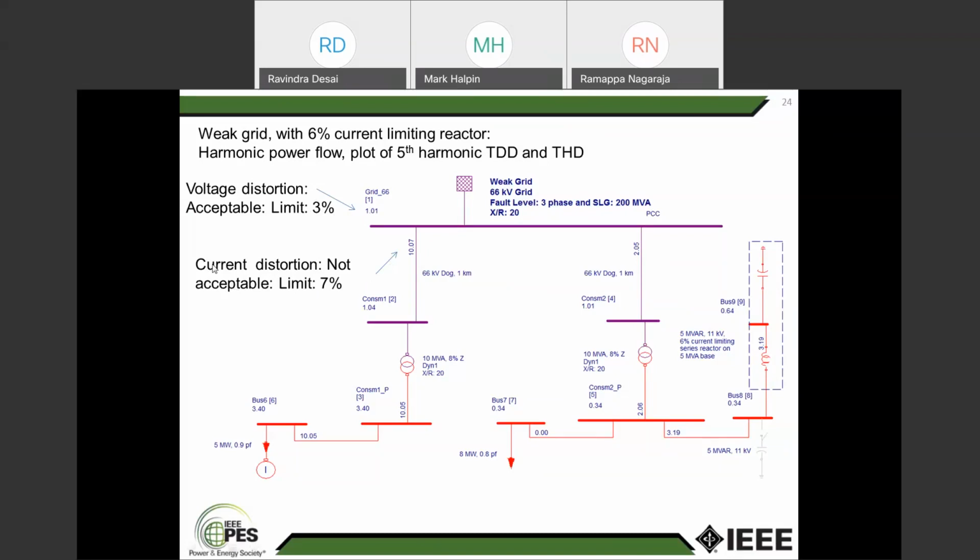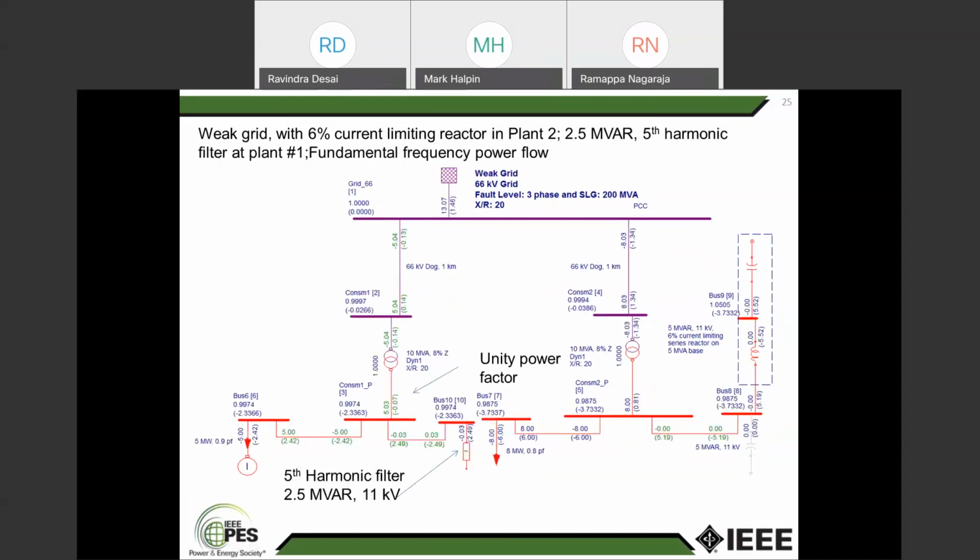This is 7%. Therefore, what does this consumer have to do now? This consumer has to design a filter. Otherwise, he is not going to comply with IEEE 519, because the acceptable distortion is 7%, but the distortion he is going to get is 10%. Therefore, now let us see how to design the filter.